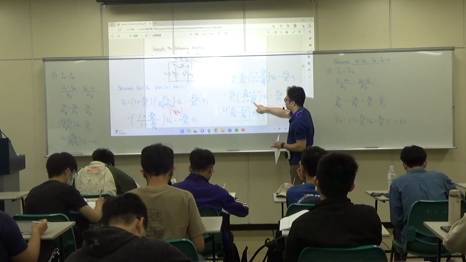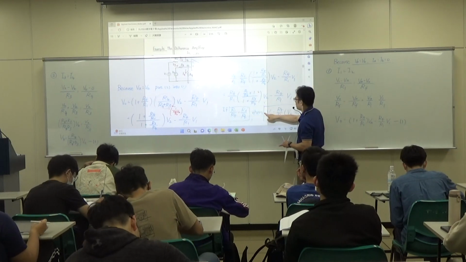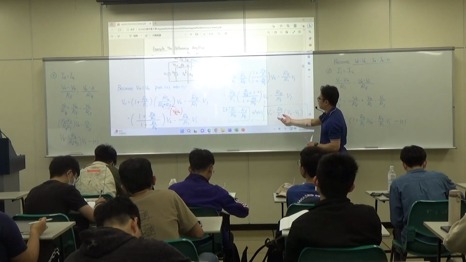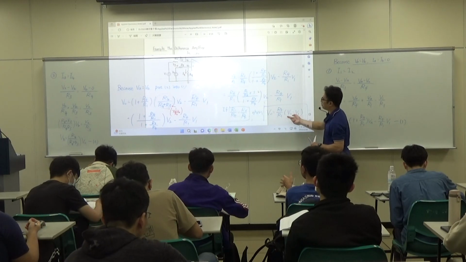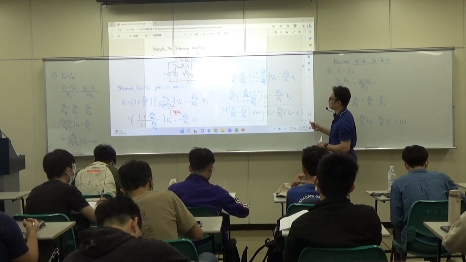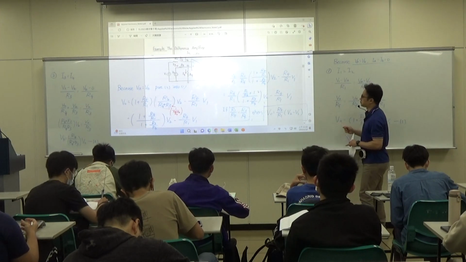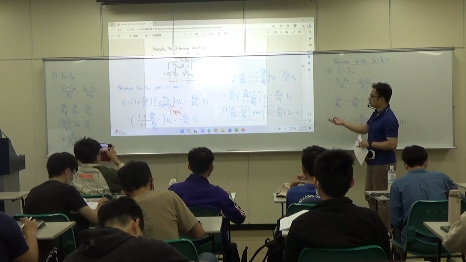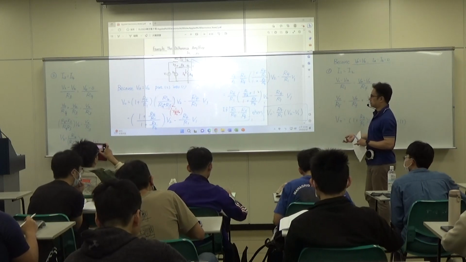If R1 over RF equals R3 over R4, then VO can be written in a very simple form, which is RF divided by R1 times (V2 minus V1). That's the formula here.